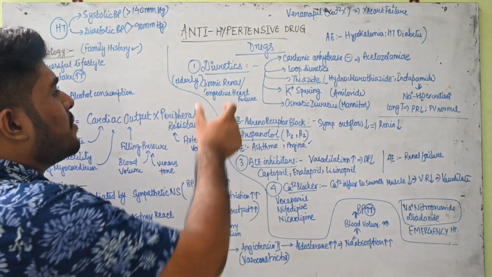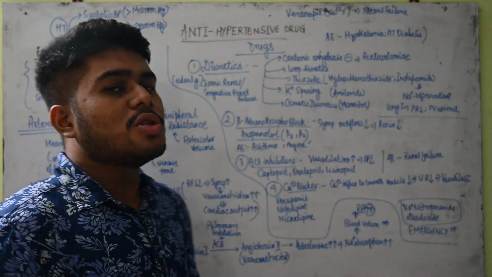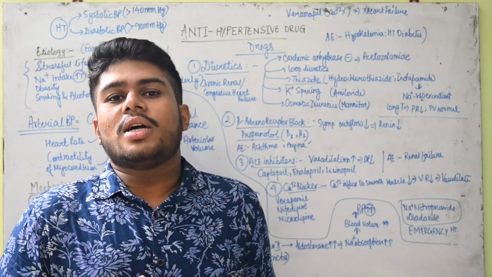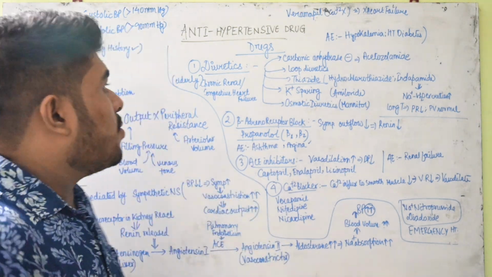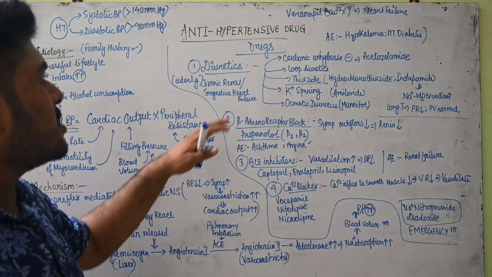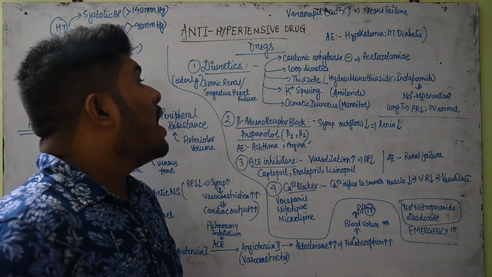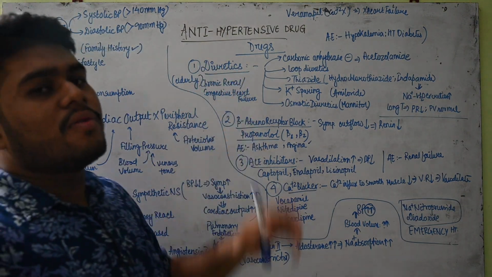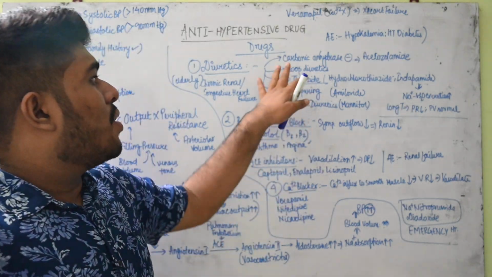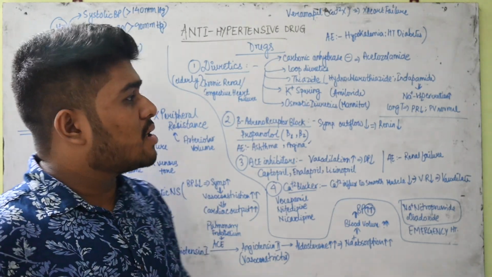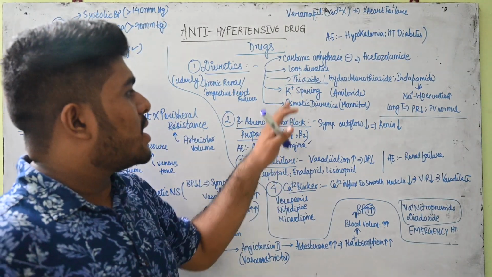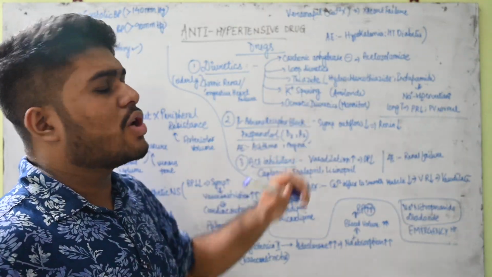Now talking first about the diuretics. Diuretics means those substances which promote more urine excretion, right? When more urine is being excreted, those substances are called diuretics. There are different classes of diuretics we have to see. One is the carbonic anhydrase inhibitors, like acetazolamide, that is one drug. Loop diuretics are there, thiazide, potassium sparing, and osmotic diuretics.